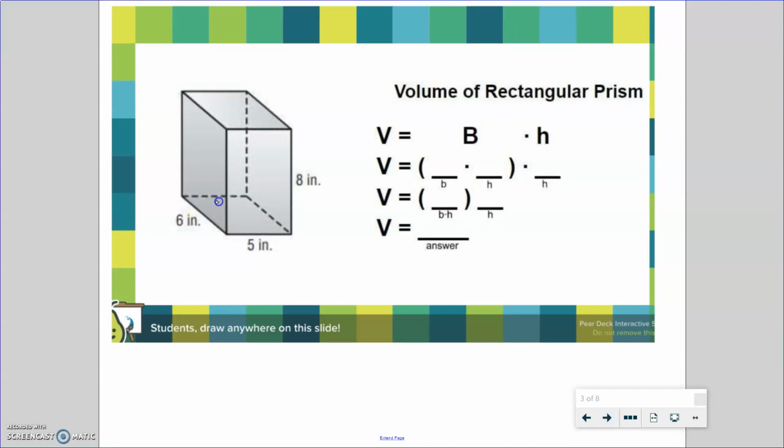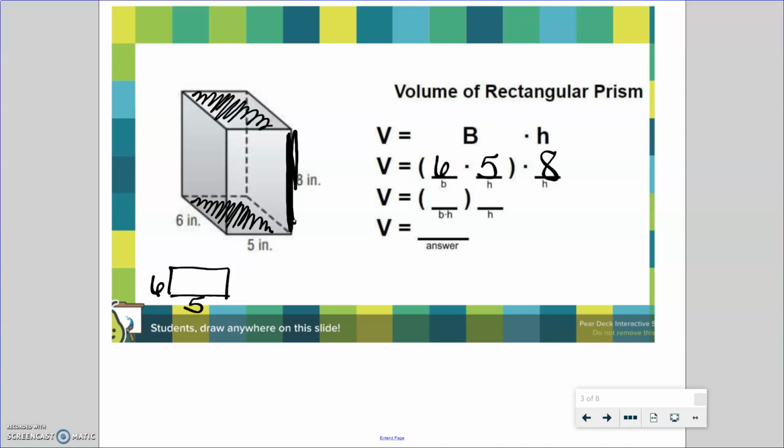So once again, I'm going to shade my base. Remember, my base is a rectangle. I'm going to label my base 5 and 6. Okay, so remember, first I need to find the area of the base. So the base and height of the base of the prism is 6 and 5. So you have 6 times 5. And the height of the prism is 8. The height of the prism, so from one base to the other, is the height of the prism. That's how tall it is.